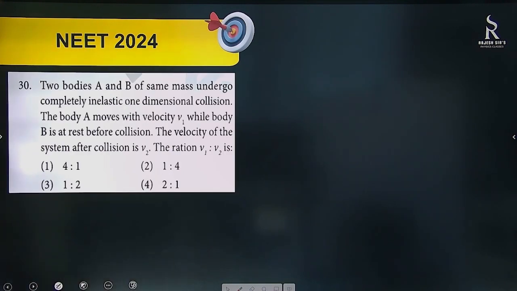Then: two bodies A and B of the same mass undergo a completely inelastic one-dimensional collision. Body A moves with velocity v1 while body B is at rest before the collision. The velocity of the system after collision is v2. The relation between v1 and v2 is?